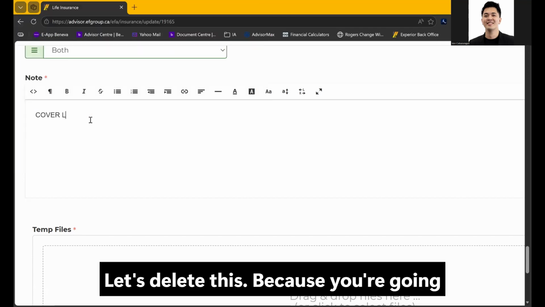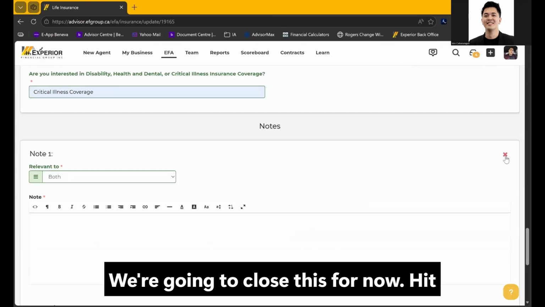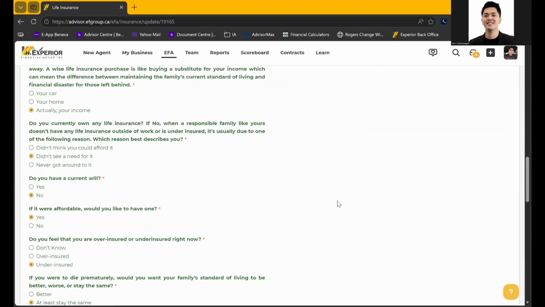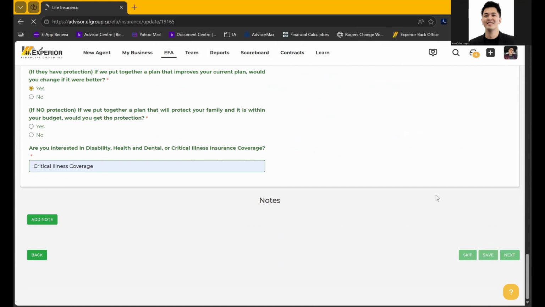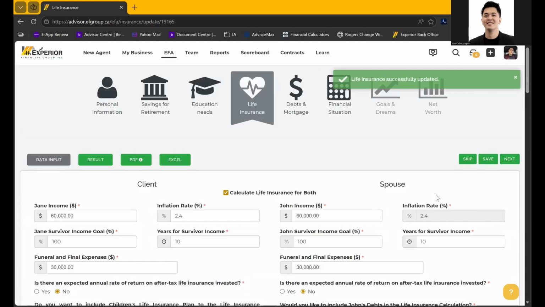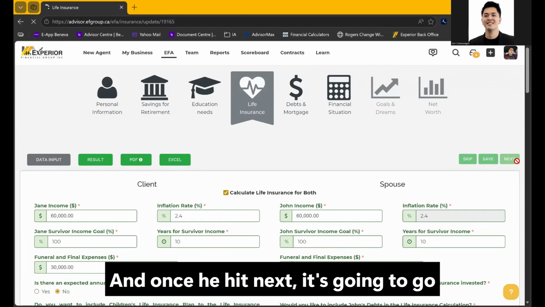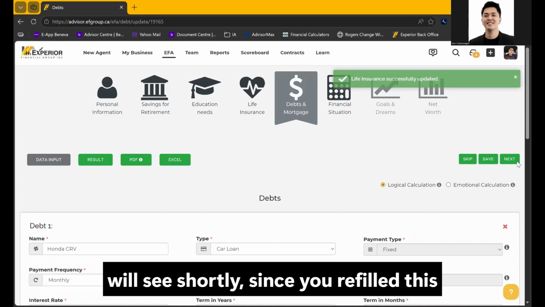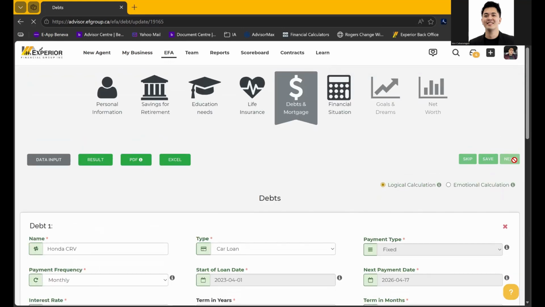let's delete this because you're going to know how to add it. We're going to close this for now. Hit OK. And then let's make sure we hit save. Once we hit save, you hit next. And once you hit next, it's going to go back to the debts and mortgage, as you will see shortly. Since you pre-filled this already, we're going to hit next again.